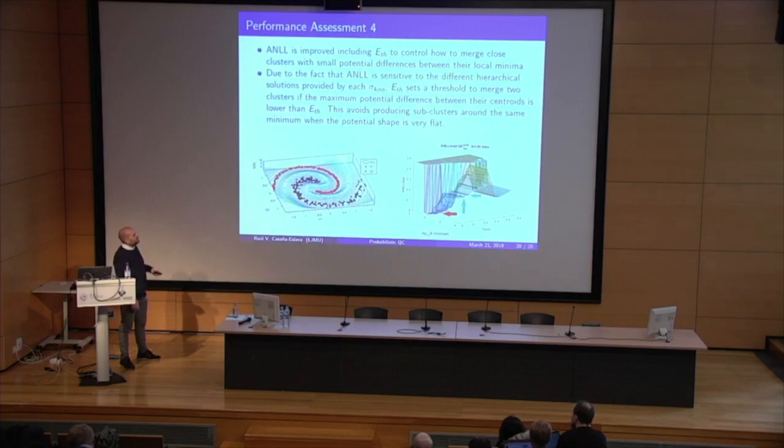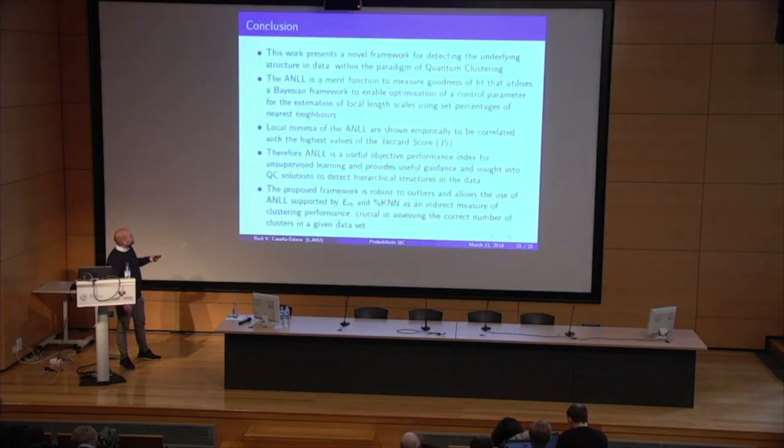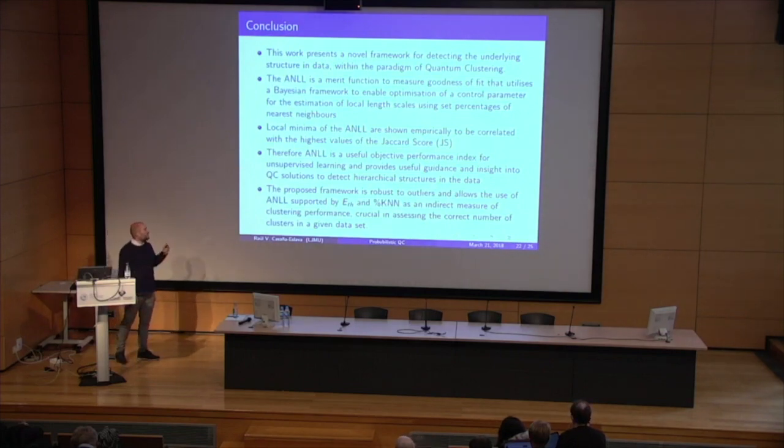But we can also provide a hierarchical solution at each length scale that complements the structure of the data. Also, it's a Bayesian framework. We can deal with outliers. We can play with the energy threshold, and we can assess the correct number of clusters because the number of clusters is related to the length scale.